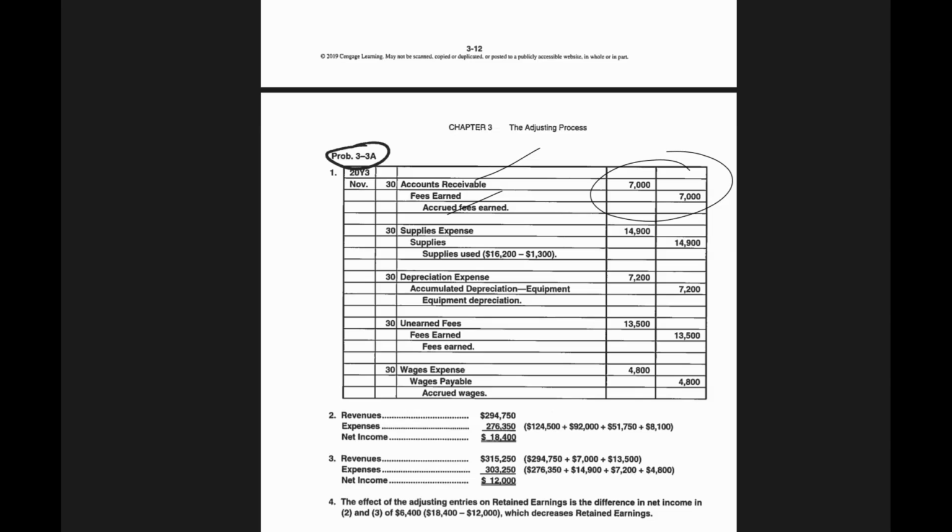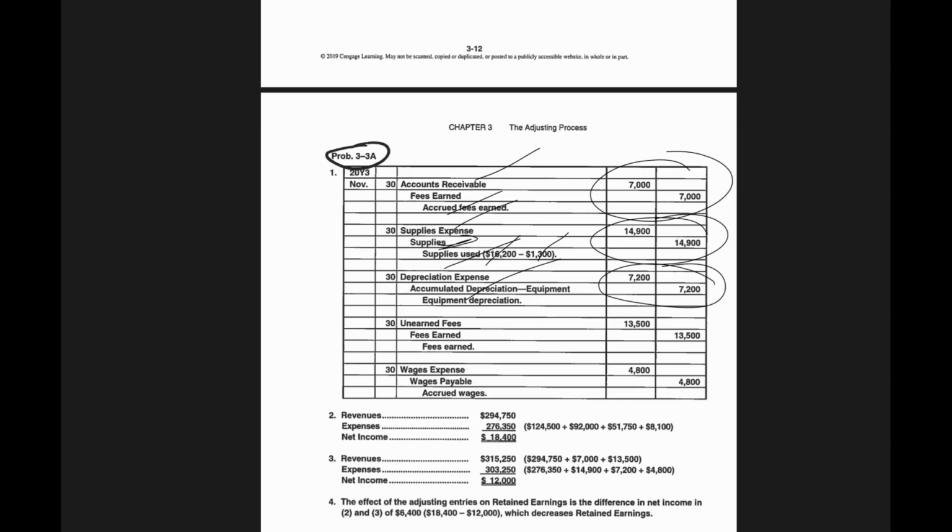Debit AR, credit fees. Supplies on hand now are $1,300. It had a balance of $16,200. We know it's $1,300, so we got to take it out of supplies for the difference, $14,900, and debit supplies expense. Depreciation, again, they give us the amount, debit depreciation, credit accumulated.